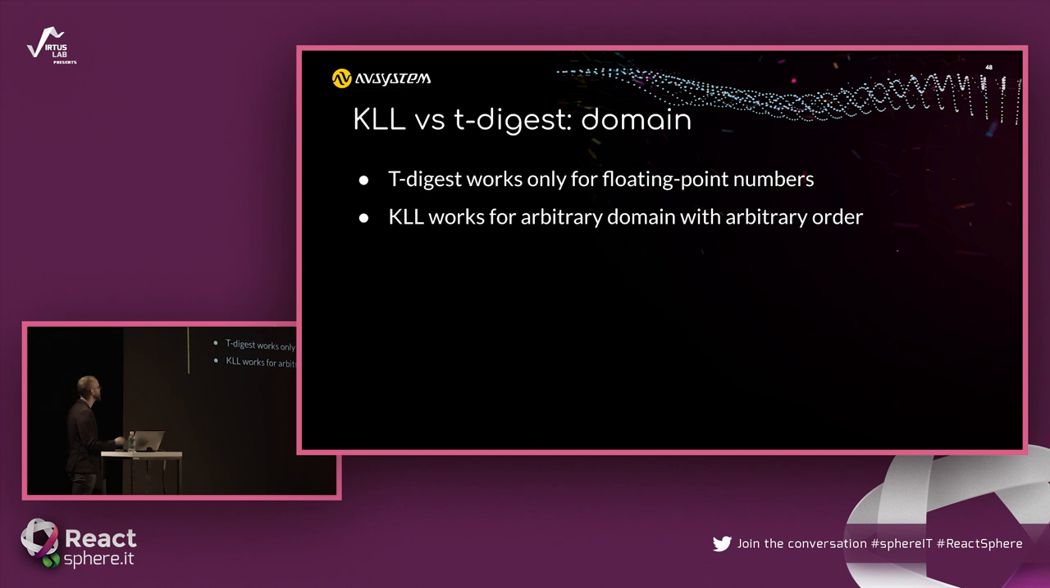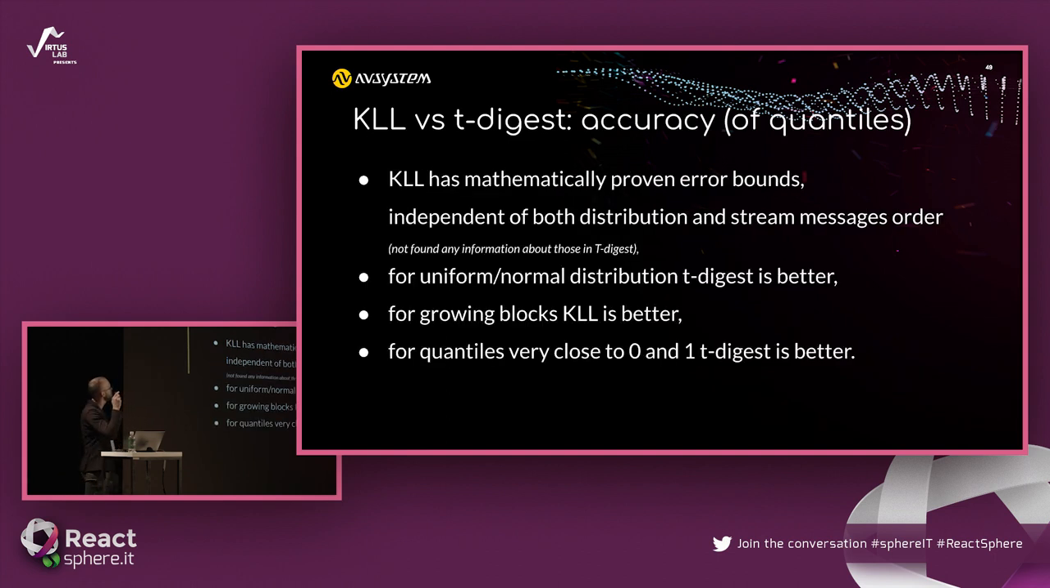So a little comparison. Domain: t-digest works only for floating point numbers, while KLL works for an arbitrary domain with arbitrary order. And accuracy of quantiles: KLL has mathematically proven error bounds, independent of both distribution and stream message order. For uniform normal distribution, t-digest is better. For growing blocks, KLL is better. And this is an example of some nasty distribution and order of your data in which t-digest doesn't work well. And for quantiles very close to 0 and 1, t-digest is better.